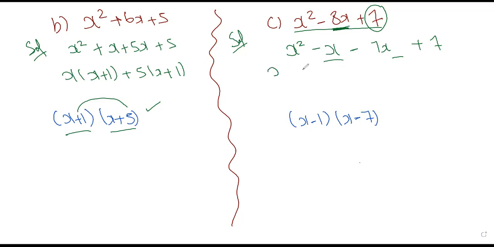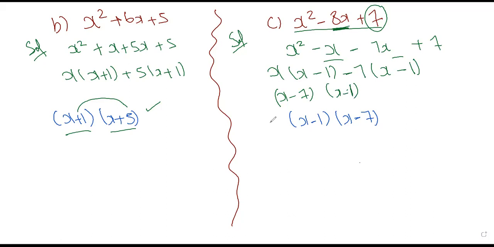This would be x minus 1. Minus 7 can be taken common, and I will have again minus 1. This would be x minus 7 and x minus 1. Turhan, did you understand this? Yes. Okay. All right.